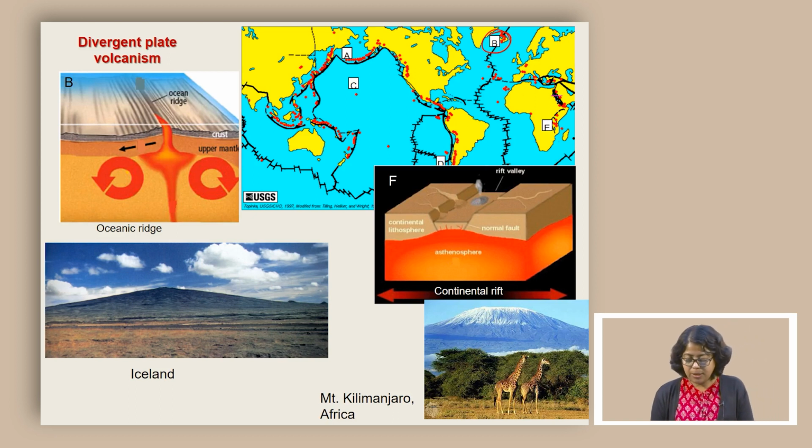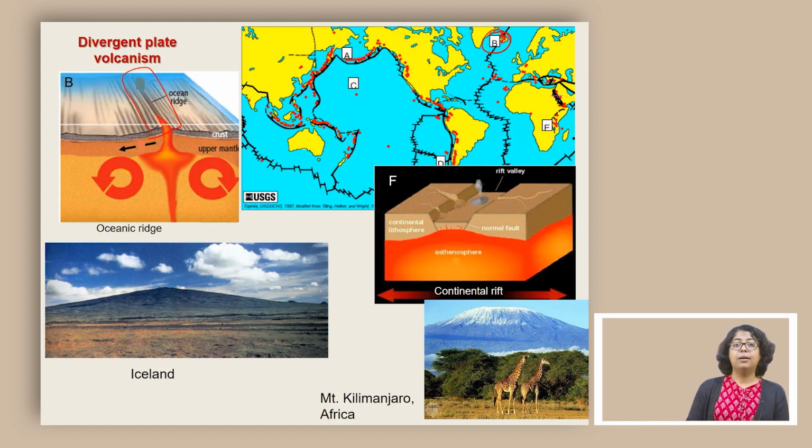So, when these continental lithosphere, it can be continental lithosphere, it can be an oceanic lithosphere, but when these lithospheres are split apart and moving away from each other, they create rift valleys and are also associated with volcanism. When we look at the oceanic areas, they lead to something like the mid-Atlantic ridge, and they can also create oceanic islands, volcanic islands such as Iceland.